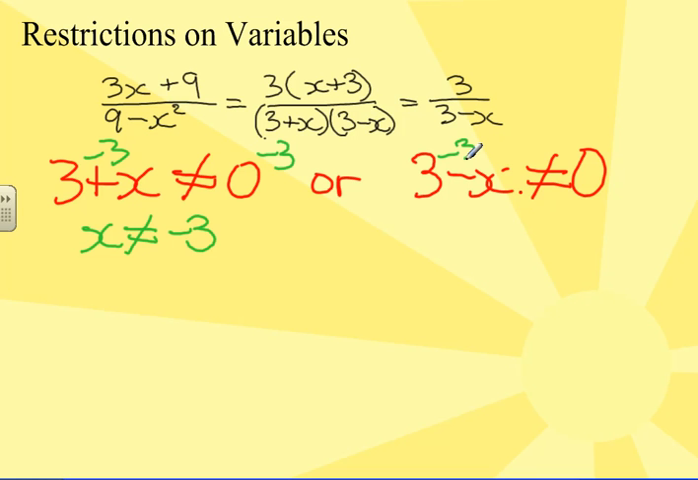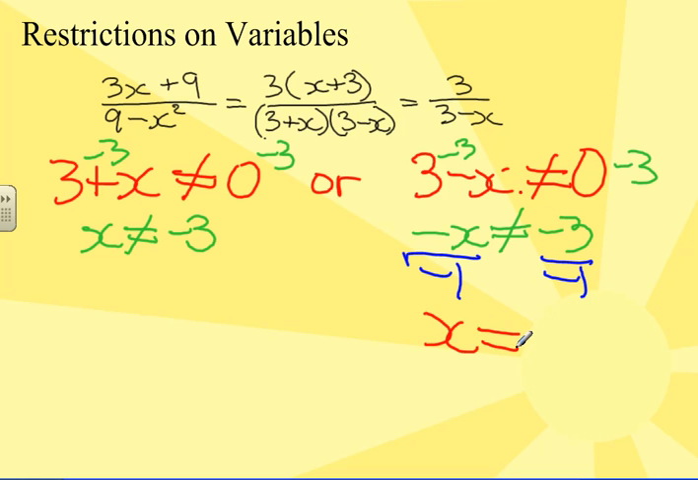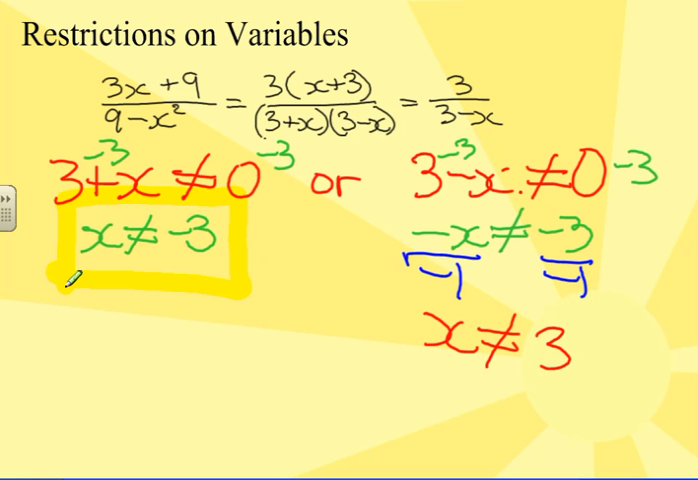Subtract 3 from both sides. I end up with -x cannot equal -3. Keep on going here. Divide both sides by -1. -x ends up being x cannot equal 3. So my non-permissible values for this equation are x cannot equal 3, x cannot equal -3. If I have either one of those numbers, my denominator is going to be 0.